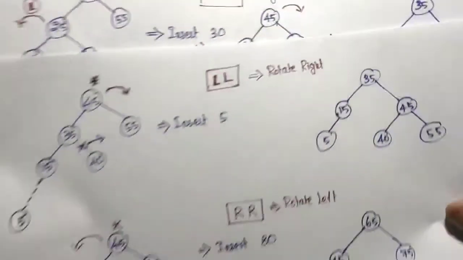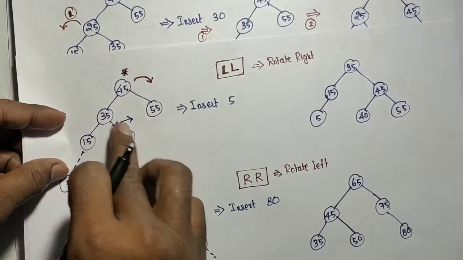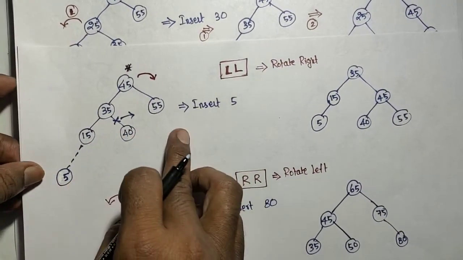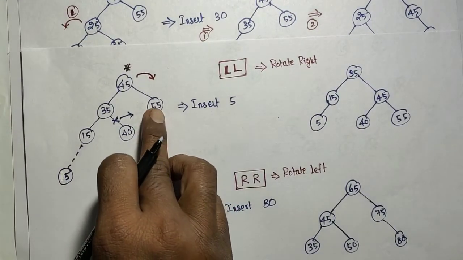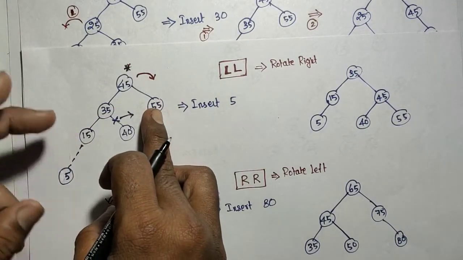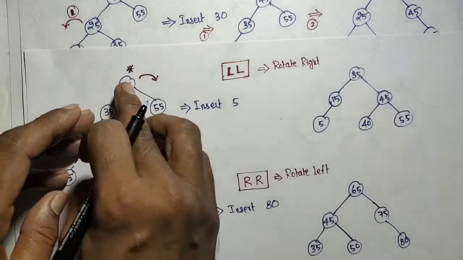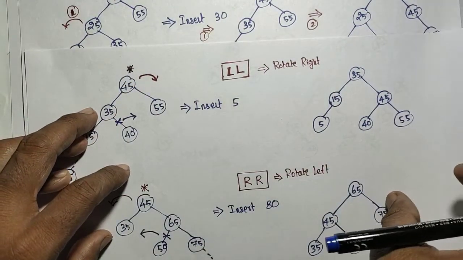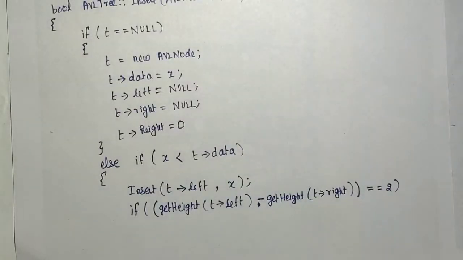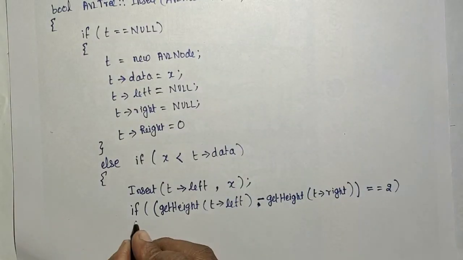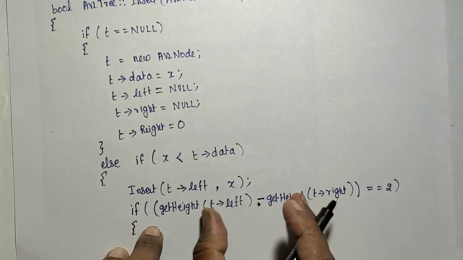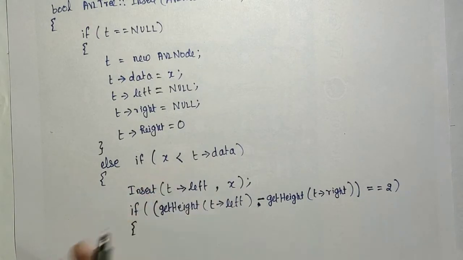Since we are adding the new item on the left side, this height will be maximum, greater than this height. So that difference, what is the height here? This is 0 and this height is 2 after inserting the 5. So 2 minus 0 is 2. If it is equal to 2 means that t goes unbalanced. So we identify the unbalanced or not by checking this condition, that is, if get height of the left minus get height of the right, that difference equal to 2, the t goes unbalanced.